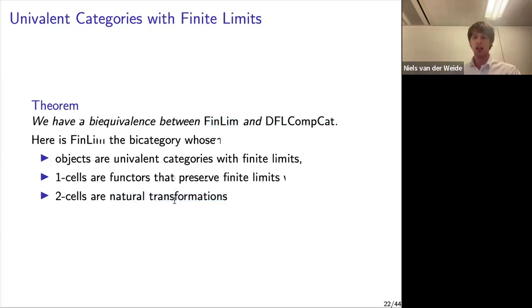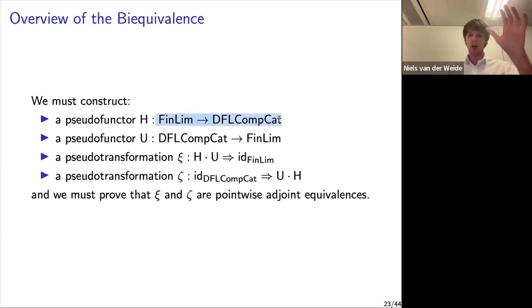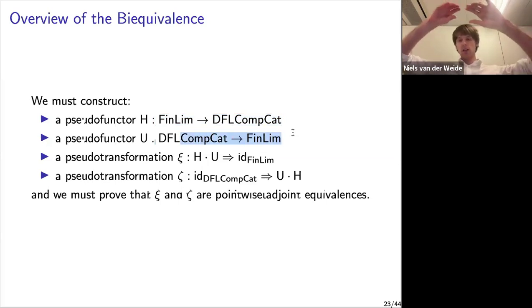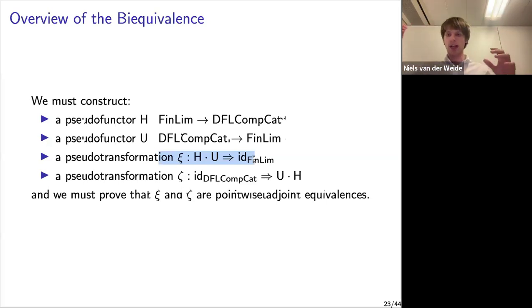So if we want to prove this, how are we going to do it? We need to make two pseudo-functors and two pseudo-transformations. We need to give a map from categories to comprehension categories, so every category to its theory, and then also the other way around. And we need to have pseudo-transformations that connect the compositions to the identity. So going back and forth is the same as the identity. And usually when people construct biequivalences, they also need to show that these are adjoint equivalences. And then they construct a pseudo-transformation in the other direction, an invertible modification, and so on.